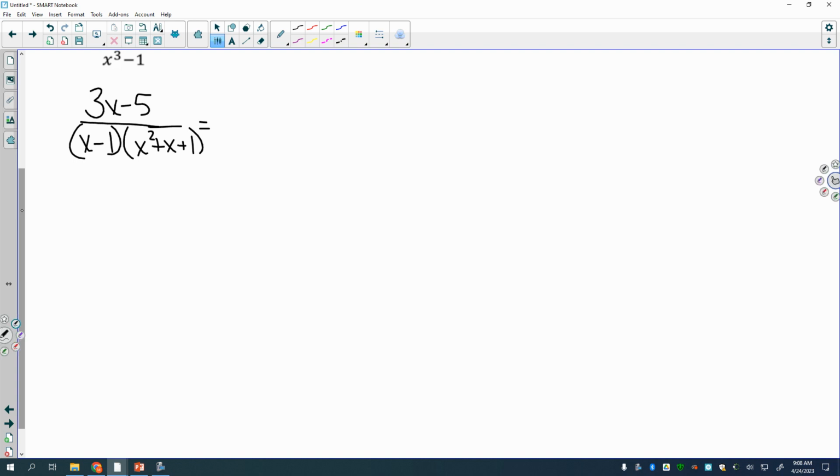So when we split this up, I have A over x minus 1, but I can't just do B over the x squared plus x plus 1. I have to use Bx plus C. That's going to make that x cancel with the x squared in the bottom and make that a linear factor, and this is how I go about doing that. So similar, but because it's not a linear factor, I have to do it in this other kind of way.